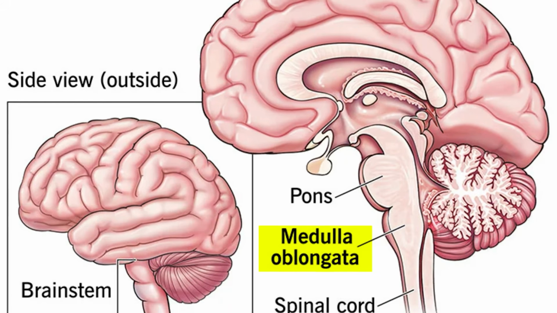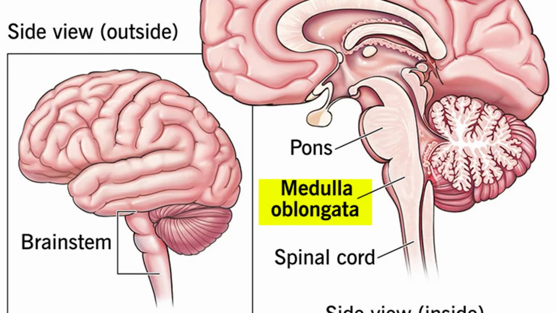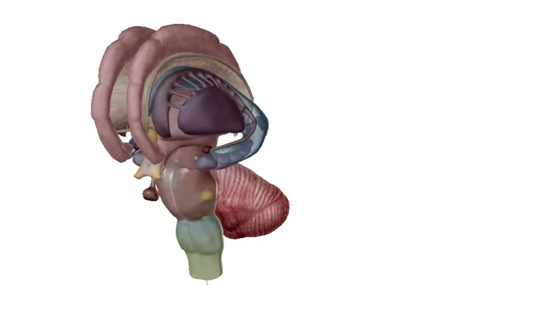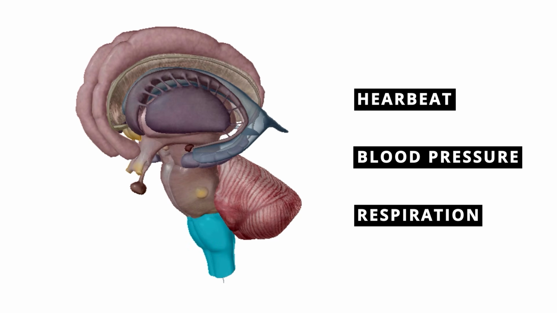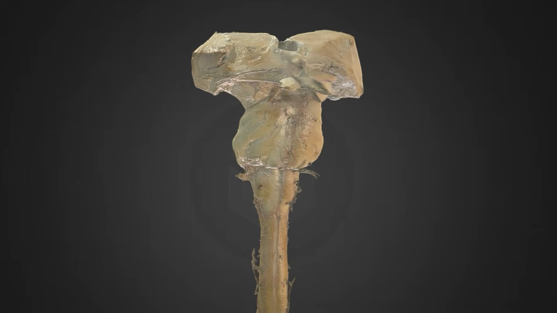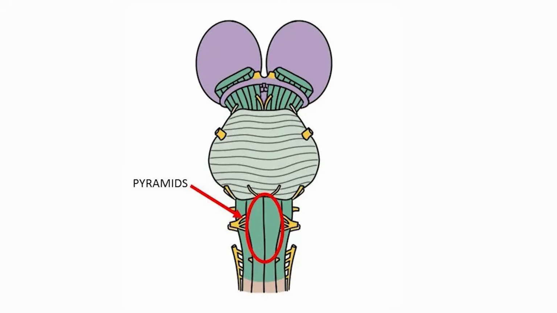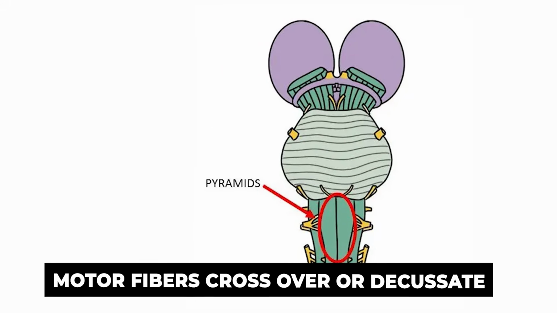Medulla oblongata. Located closest to the spinal cord, the medulla oblongata is the most inferior part of the brainstem. It regulates several vital and involuntary functions, such as heartbeat, blood pressure, and respiration. Any significant damage to this region can be life-threatening. It also contains the pyramids, which are two elongated ridges on its anterior surface where motor fibers cross over, or decussate.